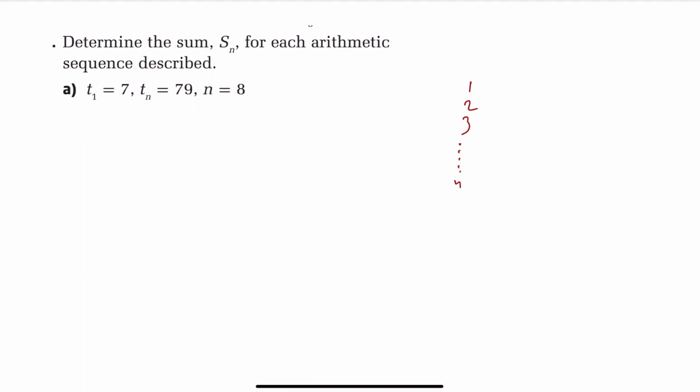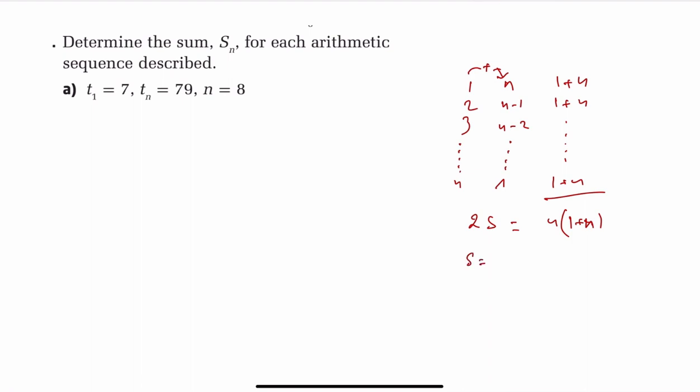I will write the same thing in the opposite way: n, n minus 1, n minus 2, down to 1. I will add this to this. So I will have 1 plus n, 1 plus n, everything the same, 1 plus n. So here I have n of 1 plus n, and I have here 2S, which means my S is equal to n times 1 plus n divided by 2.